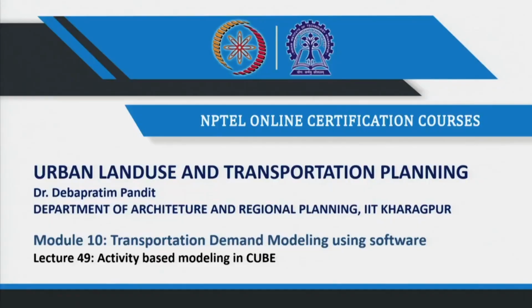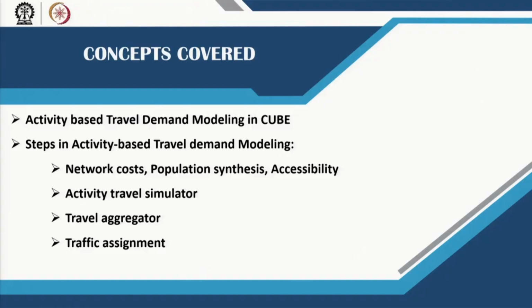Welcome back. In lecture 49, we will learn about activity-based modeling and how it is done in Cube. The different concepts that we will cover are activity-based travel demand modeling in Cube, and the different steps in the activity-based travel demand modeling, such as network cost, population synthesis, accessibility, then activity travel simulator, then travel aggregator, and finally traffic assignment.